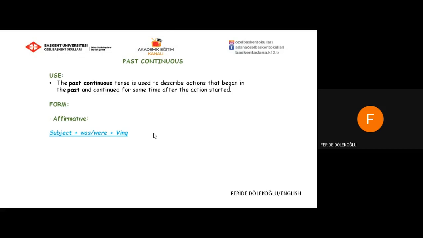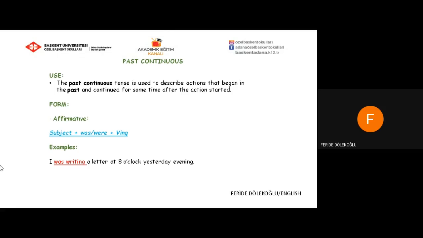Past continuous. The past continuous tense is used to describe actions that began in the past and continued for some time after the action started. Let's start with positive sentences. The rule is subject plus was or were plus verb ing. For example, I was writing a letter at 8 o'clock yesterday evening.